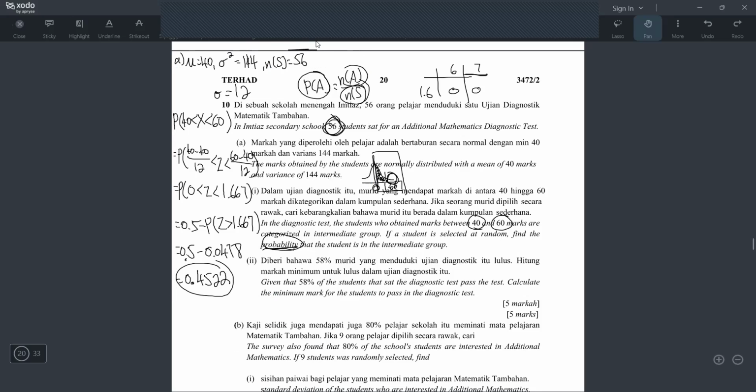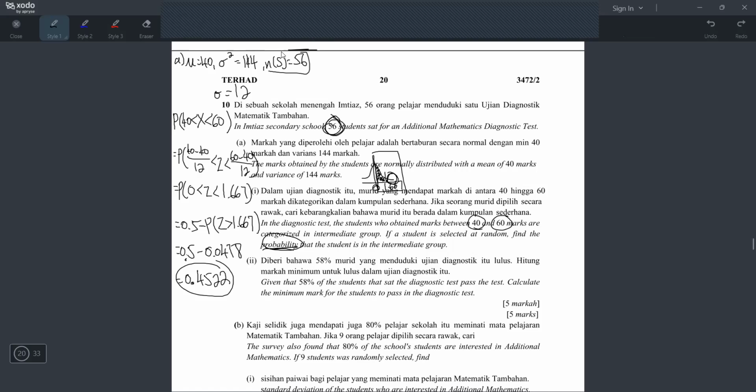But this question, they never ask for number. So this is the final answer already, right? So we don't have to do something extra. It means this 56 actually is useless, right? It's useless for this question. It actually doesn't have any use. Okay, tapi, let's do number 2. See what number 2 wants.